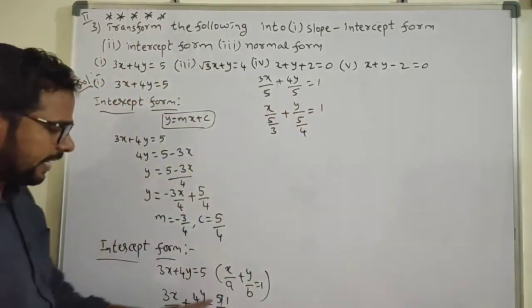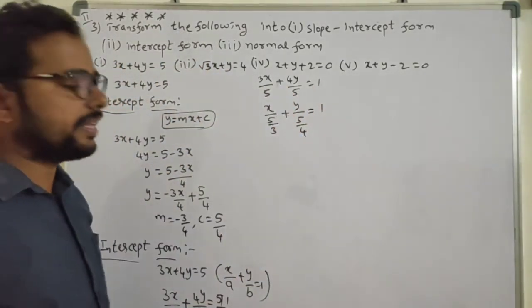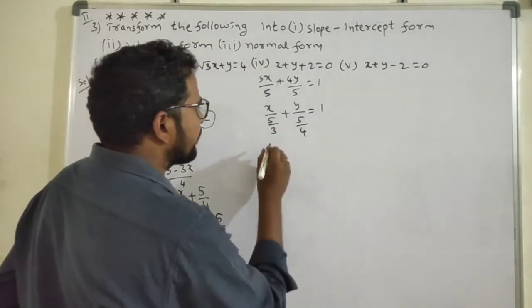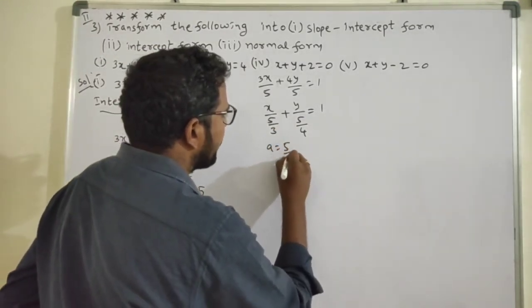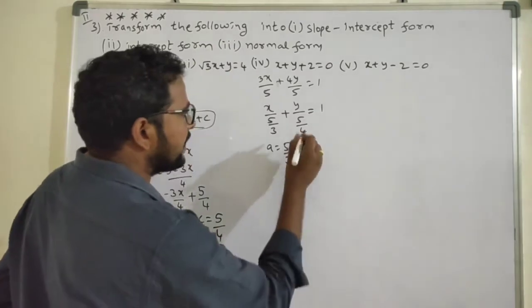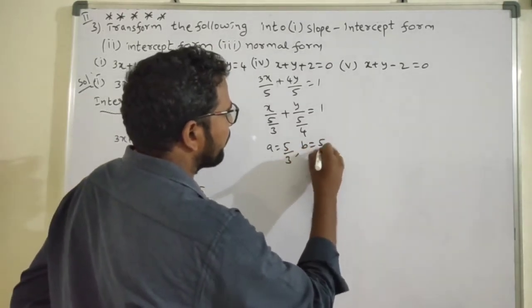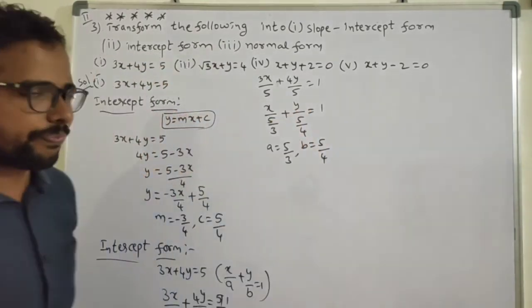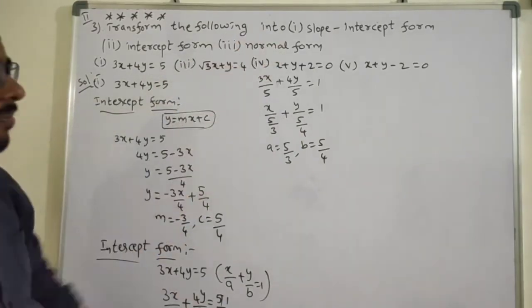It is in the form of x by a plus y by b. What is a? A is equals to 5 by 3. Come on, what is b? B is equals to 5 by 4. This is intercept form. Now last form, normal form.